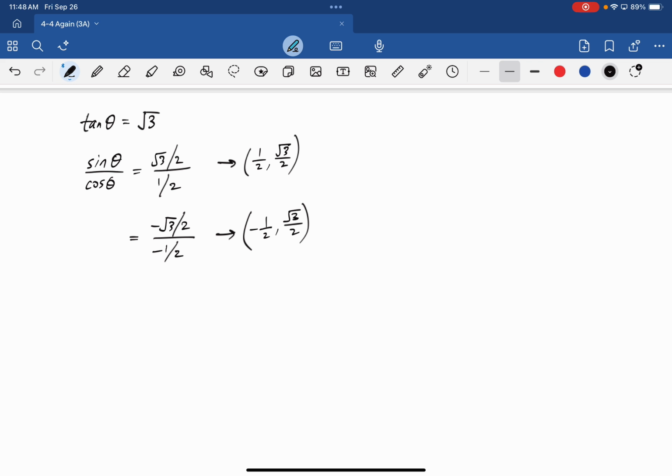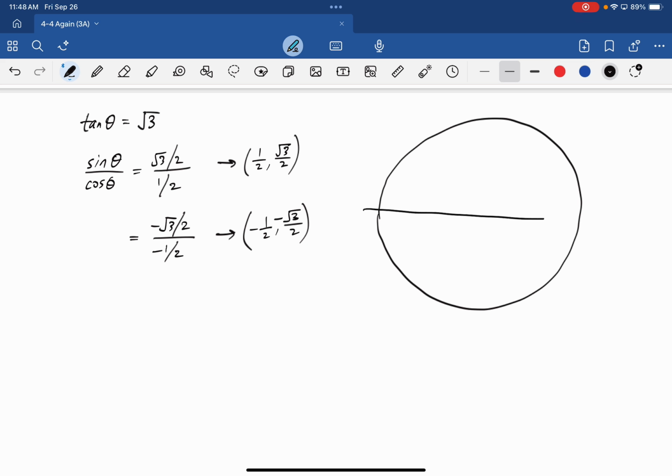Oh, sorry, there's a negative here, right? So we're looking for these two points on the unit circle. And that's right here, right? Because 1/2 is around 0.5, and root 3 over 2 is about 0.87. And then the other point is right here. So that puts us at pi over 3 and 4 pi over 3.